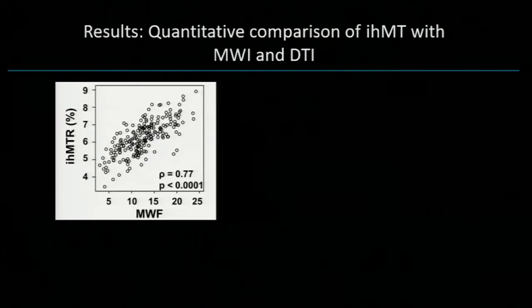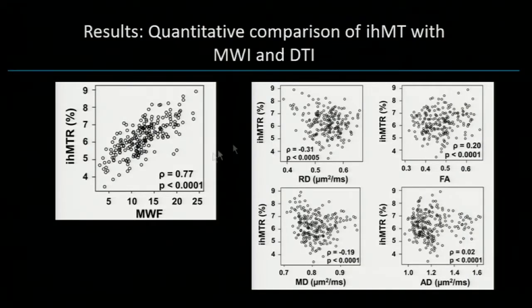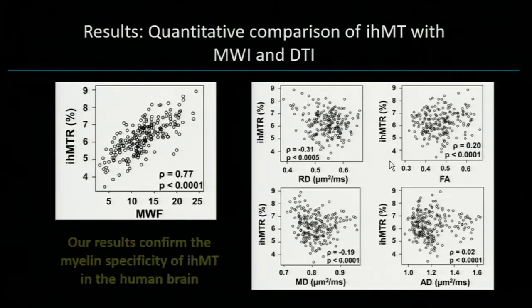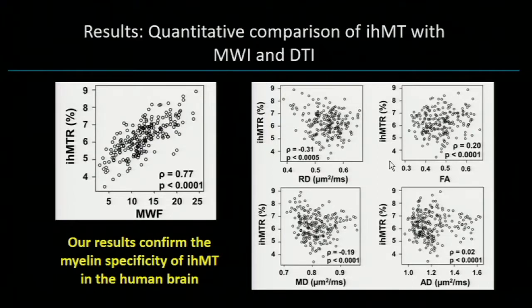Furthermore, we quantitatively compared ihMT with myelin water imaging and DTI, and here in each circle you see the mean ihMT ratio that we calculated from the automatically segmented white matter regions of interest. And we have observed a very high correlation between ihMT ratio and myelin water fraction. And this was followed with a moderate correlation between ihMT ratio and radial diffusivity, and we observed weak to no correlation between ihMT ratio and the other DTI metrics. So our results confirm the myelin specificity of ihMT in the human brain in vivo.